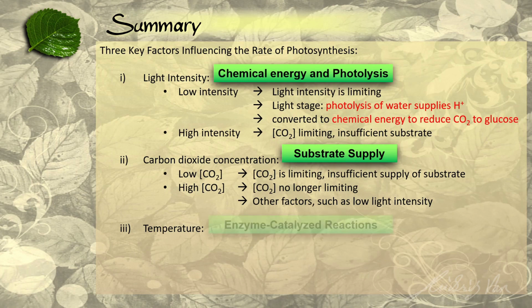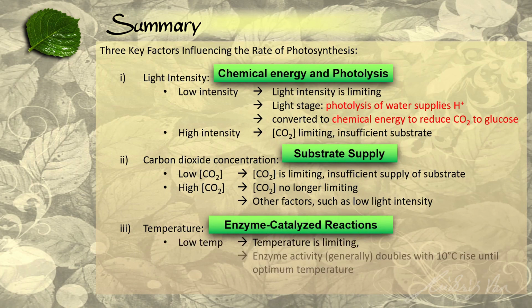As for temperature, photosynthesis is catalyzed by enzymes, that's why it is sensitive to change in temperature. At low temperature, temperature is a limiting factor, and enzyme activity will generally double with every 10 degrees increase in the temperature until the optimum temperature. So you cannot just write as temperature increases, the rate of photosynthesis increases, full stop. You need to write as temperature increases, rate of photosynthesis increases until the optimum temperature.